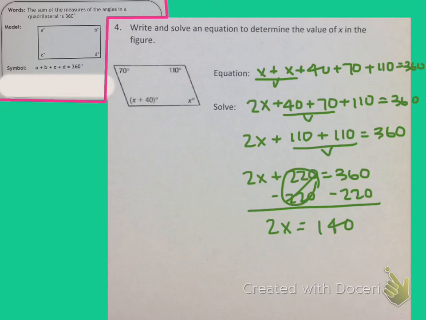So in order to get rid of the 2 times x, we have to divide by 2. And whatever we do on one side has to be done on the other side. Remember, balancing is important. So 2x divided by 2 is just x, and 140 divided by 2 is 70. So x is 70 degrees.